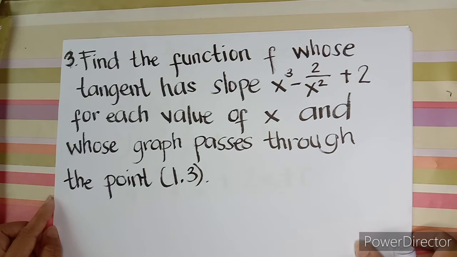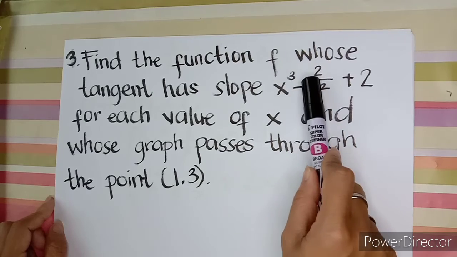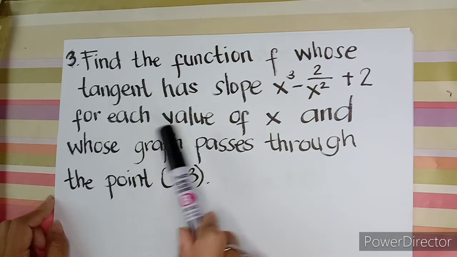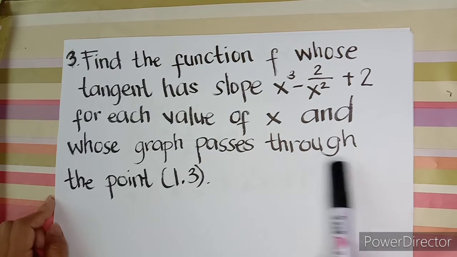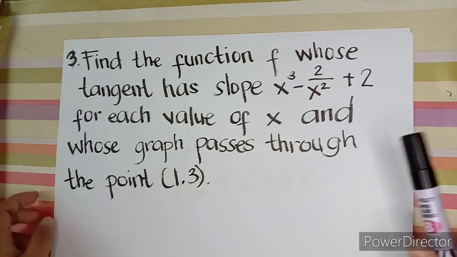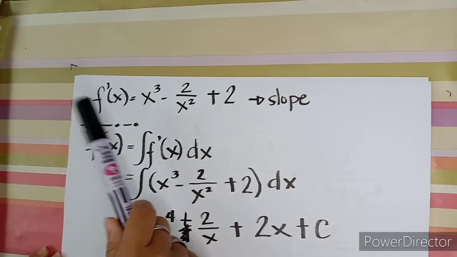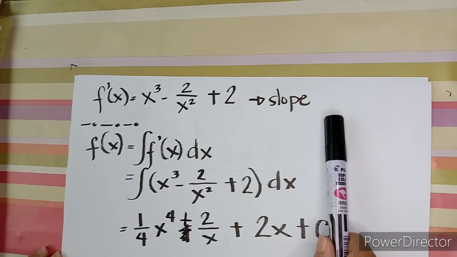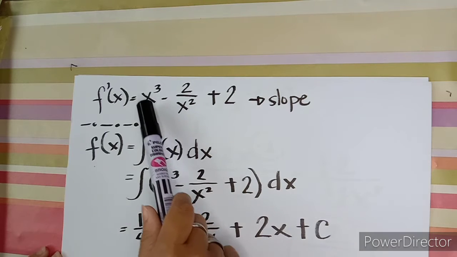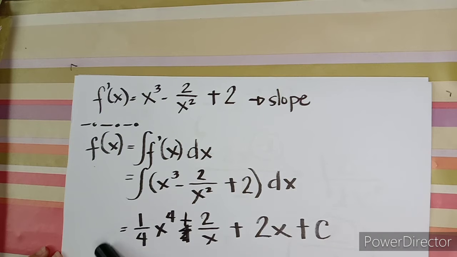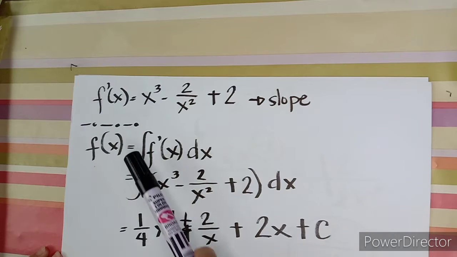Find the function f whose tangent has slope x cubed minus 2 over x squared plus 2 for each value of x and whose graph passes through the point (1, 3). So this is how it goes. The slope of a tangent is the derivative of the function f. Thus, this is its slope, and the function is this one, which is f, an indefinite integral.